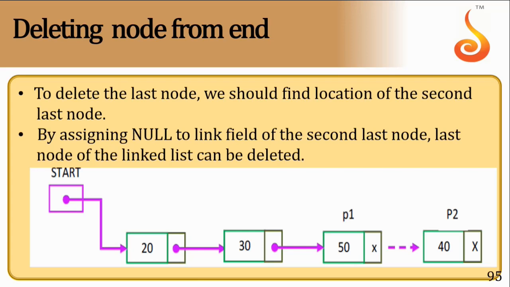How do I know that? Because the link part of the last node is null. P1 should be pointing to the last but one node, that is, one node prior to the last node. So once I delete or free the node to which P2 is pointing, then the link part of P1 should become null, which automatically makes it the last node in the list. This is the procedure I need to follow.